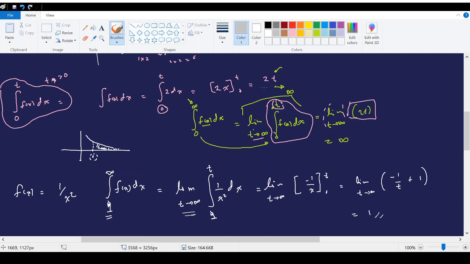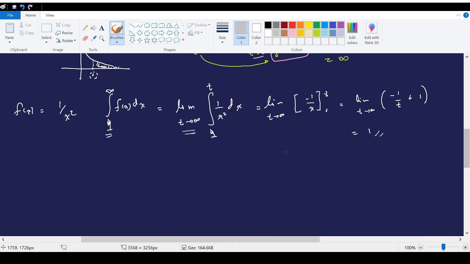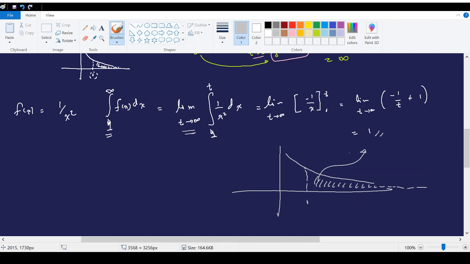Now here we considered an infinite area under this graph and the answer was infinity. But here also we considered the area of an infinite region, right? Starting at 1, we got the area of this infinite region, but the answer was equal to 1. In other words, although this region is infinite, its area is a finite value. This is kind of an interesting result, right?